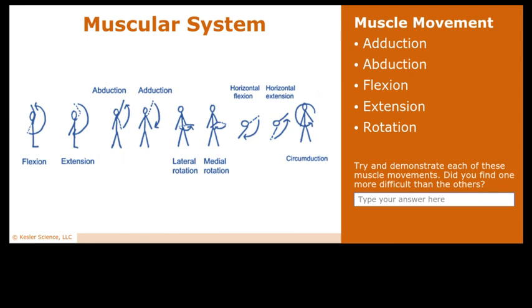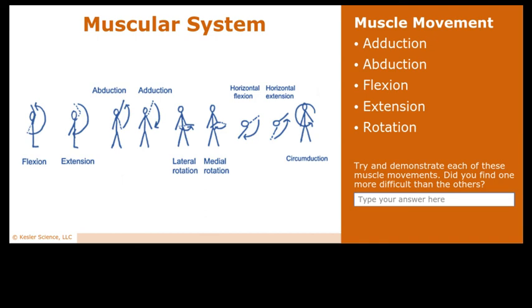So this is showing movements. So you can see abduction. If an alien abducts you, that means they take you away. But soon they find out that maybe you're not as nice as they thought you were, and so they adduct you, or return you. You also have lateral rotation, which is rotating to the side.